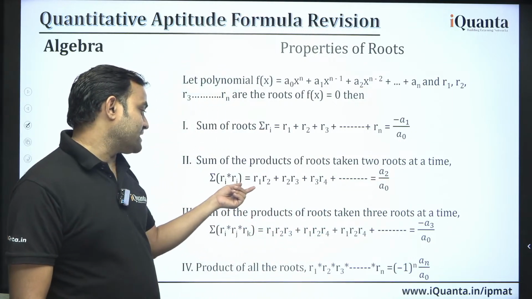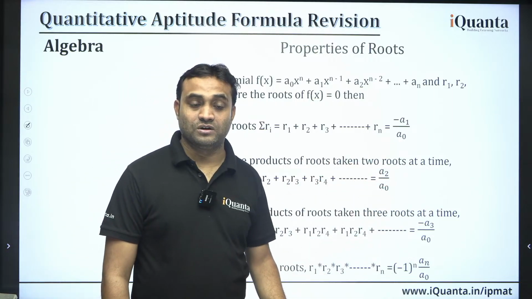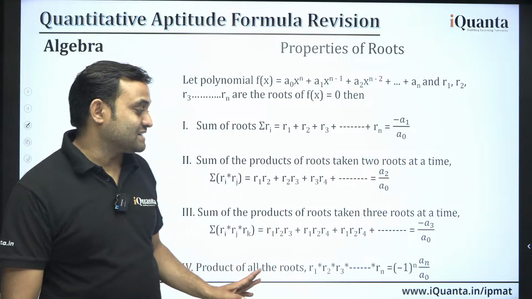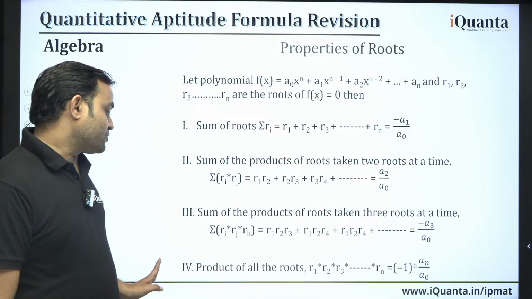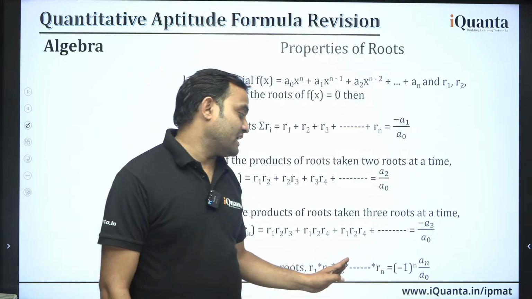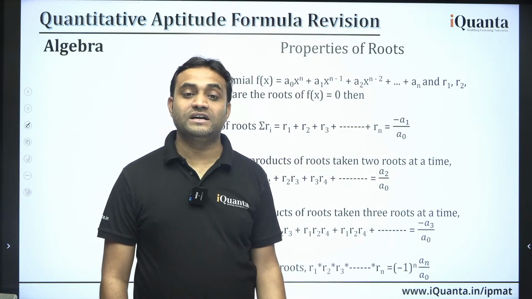If you take two roots at a time, the sum of those products will be a2 by a0. If you are taking 3 roots at a time, the sum of those will be minus a3 by a0. If you are taking the product of all the roots, it will be minus 1 to the power n into a n divided by a0.